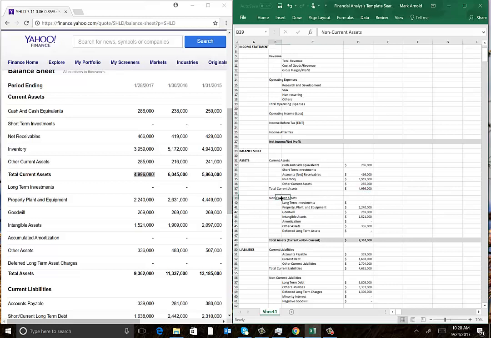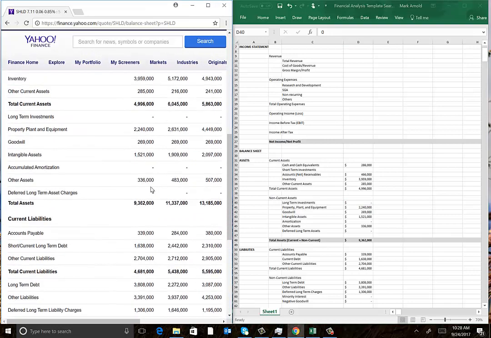And then going down to non-current assets, all right, long-term investments, Sears has none, not surprising. Property, plant, and equipment of 2240, got it there. Goodwill of 269, check. Intangible assets, I don't know what on earth those could possibly be for Sears. Probably the Craftsman, Kenmore brand names, possibly. Intangible assets 1521, amortization 0, other assets 336, deferred long-term assets 0, and then our total assets right here of 9,362,000 goes right in right there, okay.